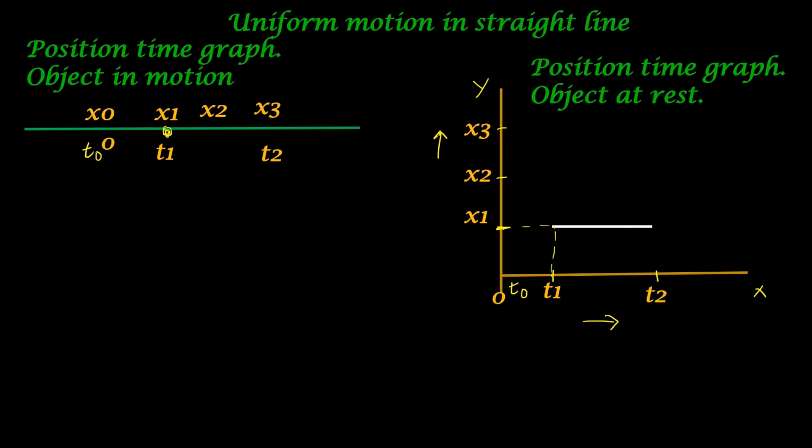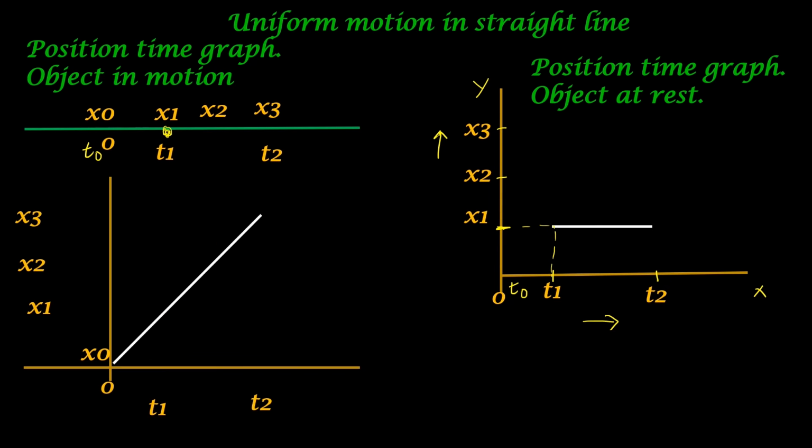Now let us pass on to how we plot the graph for an object experiencing uniform motion in a straight line, that is, motion in one dimension. Suppose the object is at x0 at time t0 and it is moving with uniform velocity along the straight line with position at x1 during t1 and x3 at t2. Then the shape of the graph will be something like this.